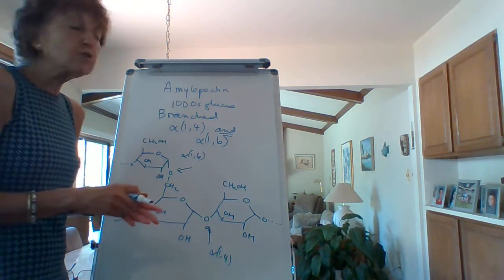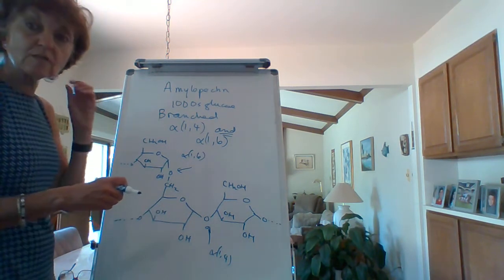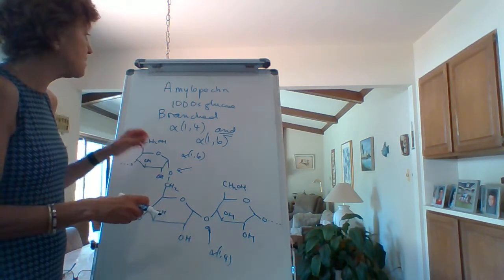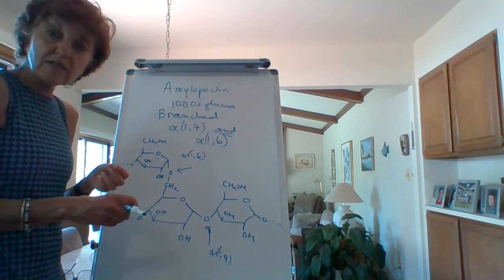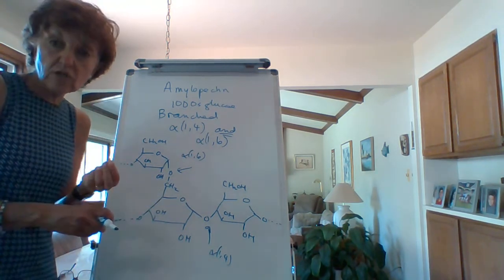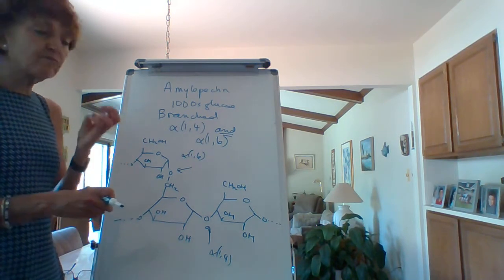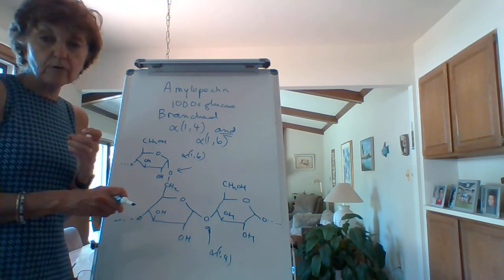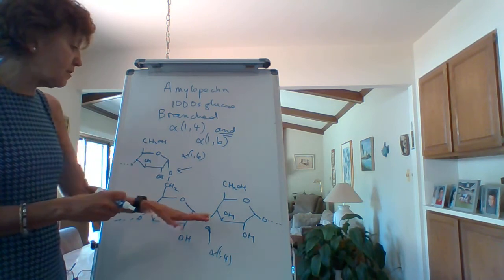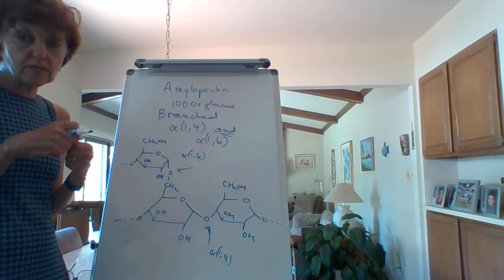What do you guys need to know? You need to know that amylopectin is made up of thousands of glucoses. It's a branched polysaccharide. It is part of starch. Only plants make it. And you have both alpha-1,4 and alpha-1,6 glycosidic bonds here. And that's what it looks like.